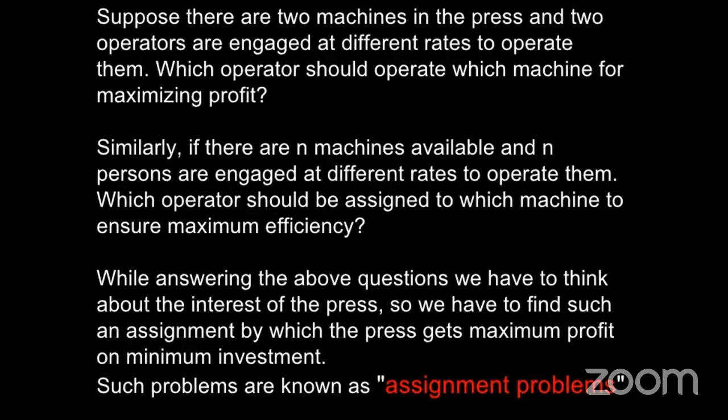So while answering the above questions, we have to think about the interest of the press. So we have to find such an assignment by which the press gets maximum profit or minimum investment. Such problems are known as assignment problems.